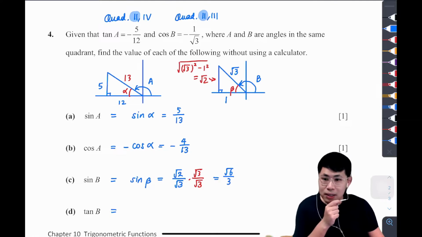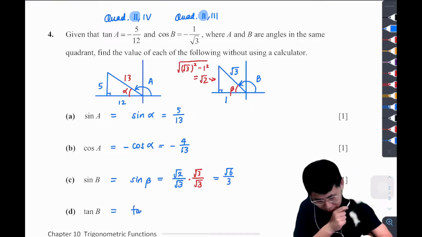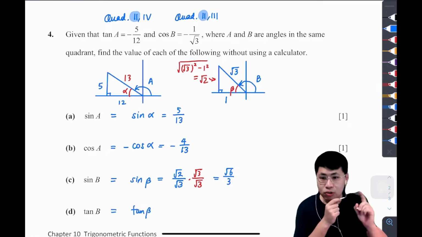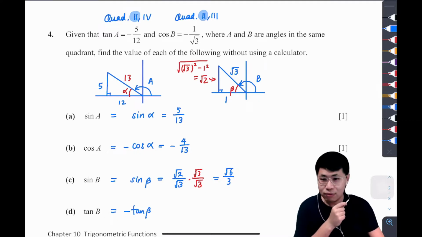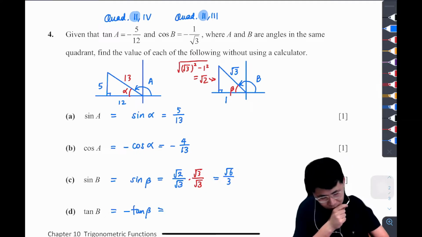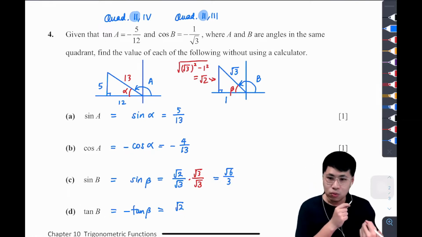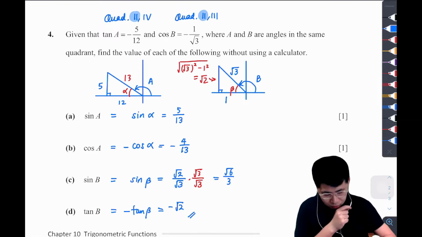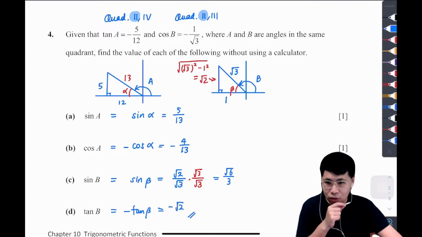Okay, tangent B, I can borrow tangent beta. In quadrant 2, tangent is negative. Okay, so this one over here would be opposite over adjacent, so it's just root 2, simple, and negative root 2. Okay, just like that for question 4.